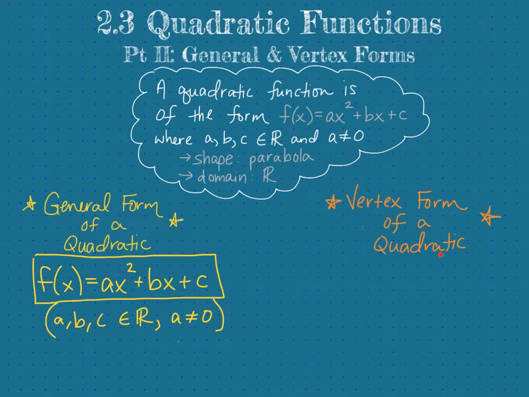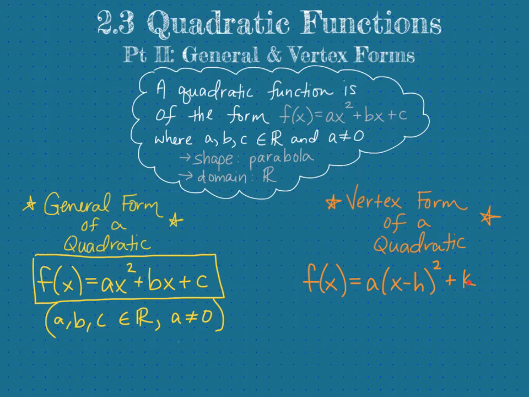Vertex form of a quadratic does have parentheses in it and looks a little bit more complex. It looks like f of x equals a, so the a is still the lead coefficient, and then in parentheses we have x minus h, quantity squared, plus k. The a is still the lead coefficient, which is the same in both forms, and if a is positive, our parabola opens up. And if a is negative, our parabola opens down. So a leads the way.